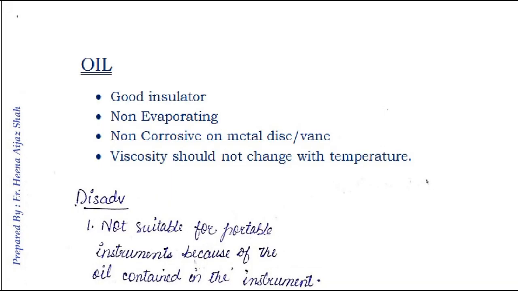The oil used should follow some characteristics: it should be a good insulator, it should be non-evaporating, and it should be non-corrosive upon the discs or vanes that are made of metal, and its viscosity should not change with temperature. This fluid friction damping has only one disadvantage, and that is it's not suitable for portable instruments because of the oil that's contained in the instrument.